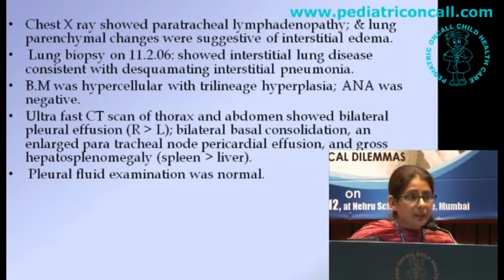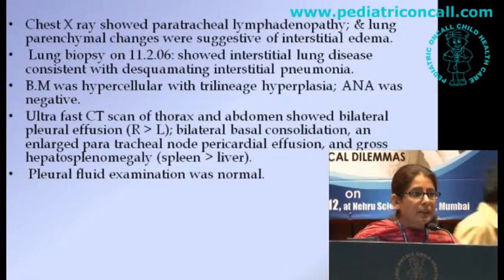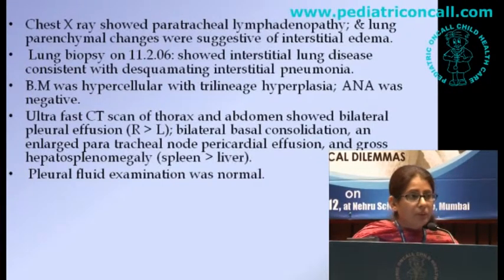The lung biopsy done on 11th February showed interstitial lung disease consistent with desquamative interstitial pneumonia. The bone marrow was hypercellular with trilineage hyperplasia. ANA was negative, nothing abnormal seen. Ultrafast CT of the thorax and abdomen had shown bilateral pleural effusion, right more than the left, basal consolidation bilaterally, enlarged paratracheal node, pericardial effusion, and gross hepatosplenomegaly, nothing else. And pleural fluid examination was normal.